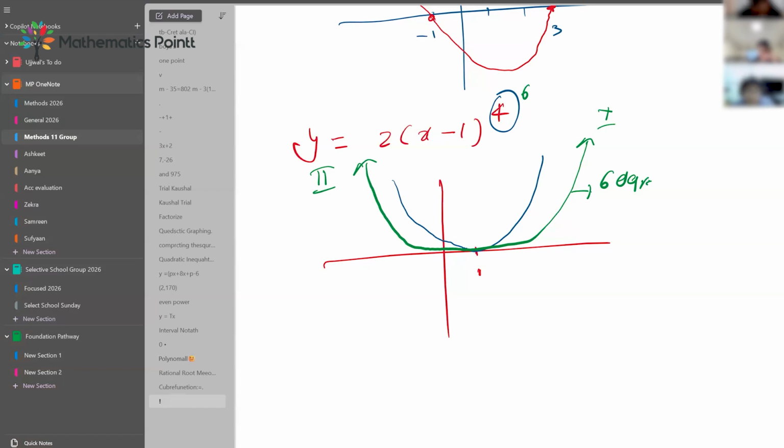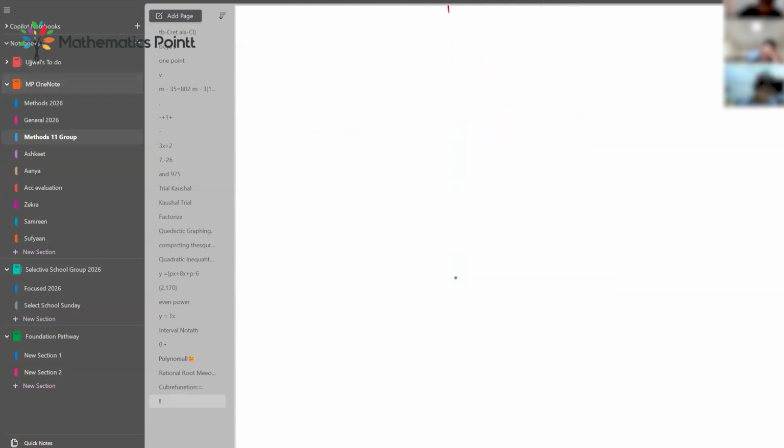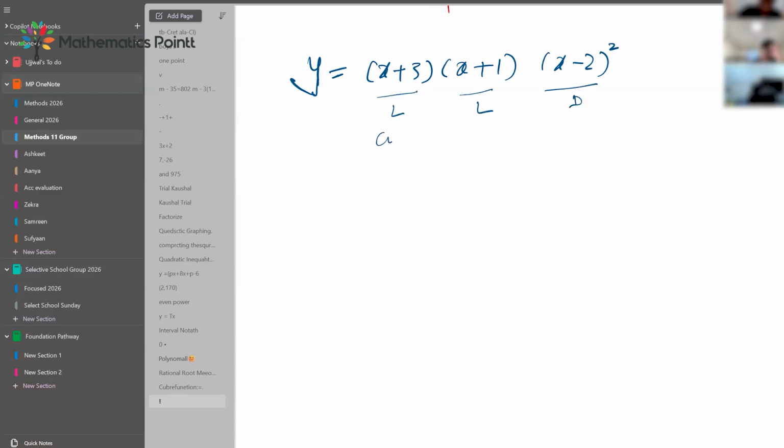All good, clear with this one? Let's do another version. Let's mix. Let's say y equals x plus 3, x plus 1, x minus 2 squared. Quartic. Linear root, linear root, double root. Cut, cut, touch.